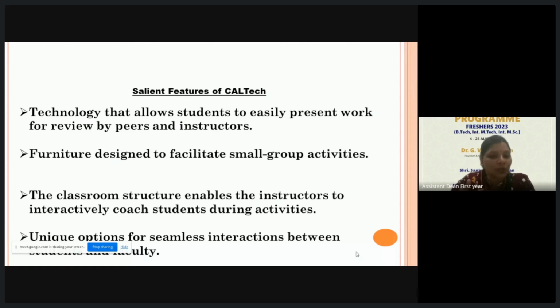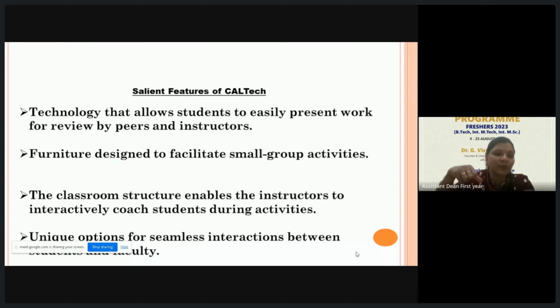This is the technology that allows students to easily present work for review by peers and instructors. As I mentioned, we have a different type of seating arrangement inside the classroom. The classrooms are studio classrooms, and they don't have any back benches. The teacher is the facilitator, the instructor, and is able to watch each and every student. He is approachable to each student. If any student has any problem, they can directly approach the instructor. There are no students sitting at the back, as there is no such thing as a back bench.